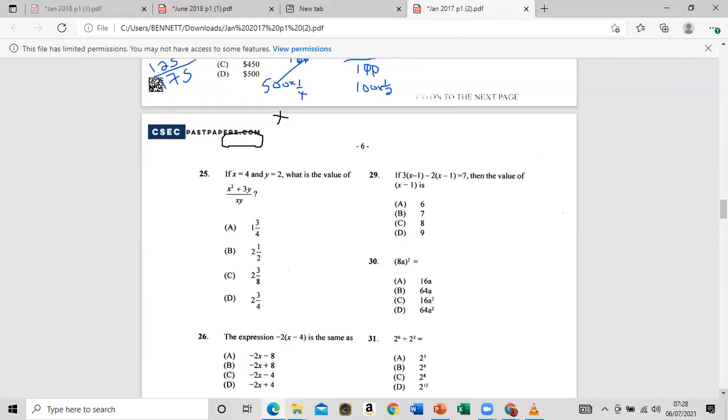If x is equal to 4 and y is equal to 2, then the value of x squared plus 3y divided by 4 times 2 is, so x is 4, so that's 4 squared plus 3 times 2, divided by 4 times 2. I also did this one early on in another video.